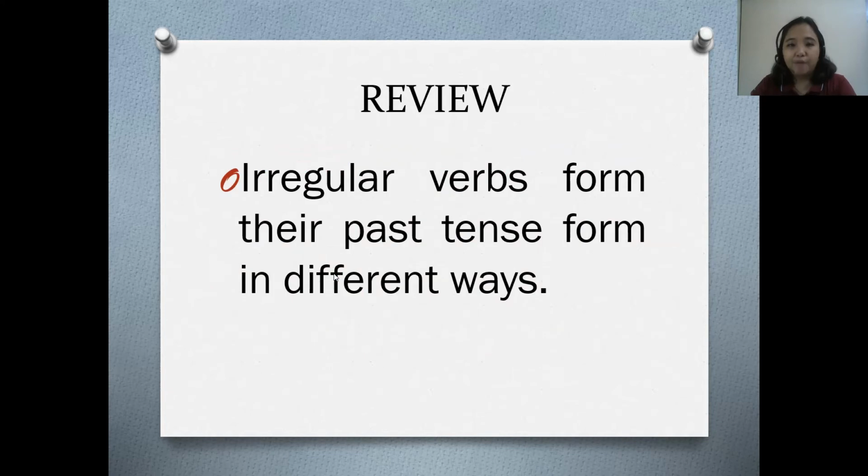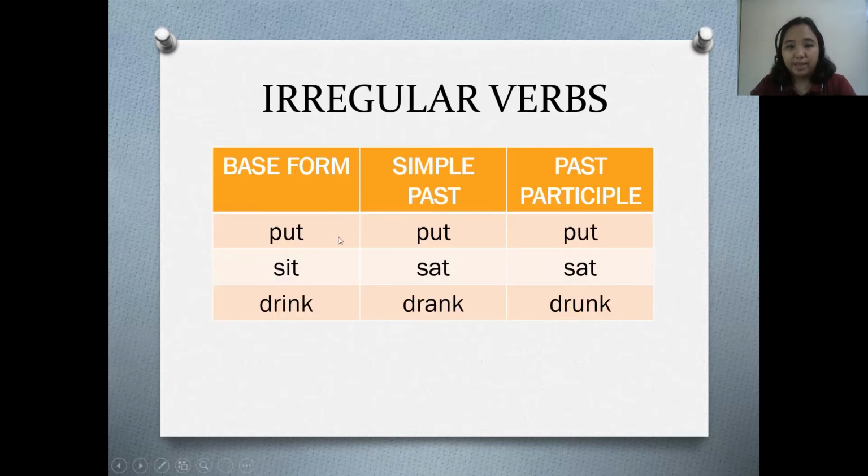Irregular verbs form their past tense in different ways. At times, there is no change in spelling. So put is also put in the simple past and put in the past participle form. There are verbs which have the same spelling in the simple past and past participle form. For example, sit is sat in the simple past and is also sat in the past participle form.